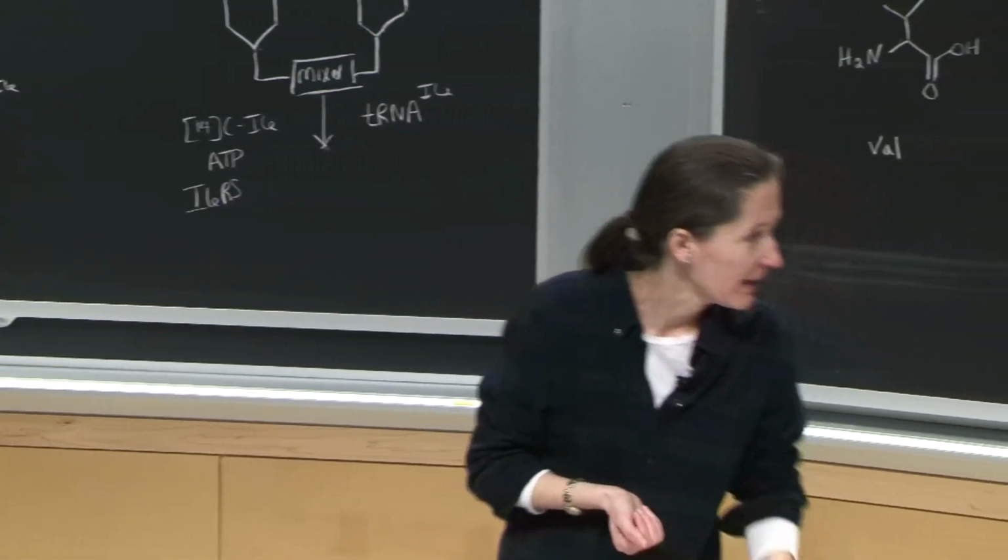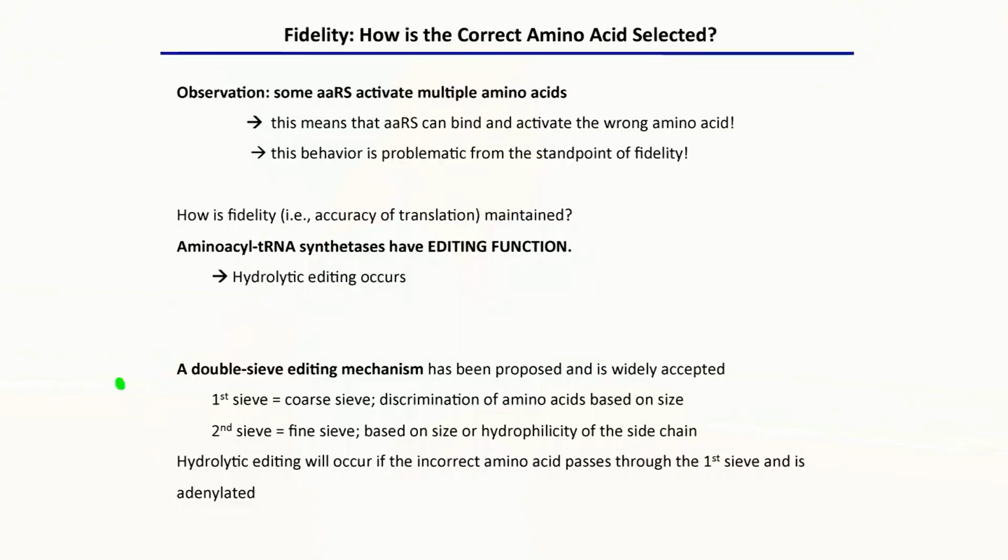So this double-sieve editing model involves a first sieve, which is considered to be a coarse one. So imagine if you have like a change sorter. It will let the quarters through as well as the dimes and the pennies. There's some sort of discrimination of amino acids based on size. And then depending what gets through this first sieve or gate, there's a second sieve, which is considered to be a fine one. And this one can differentiate perhaps on the basis of size, or maybe on hydrophilicity or hydrophobicity of the side chain.